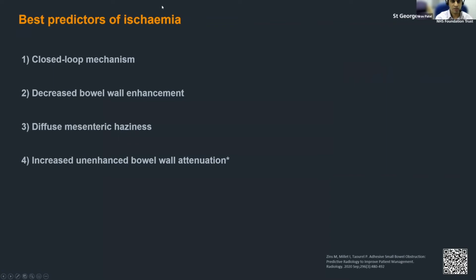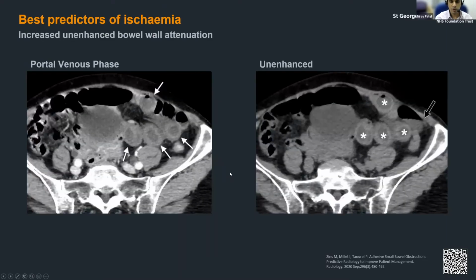The best predictors of ischemia on CT are some of these that we've described: closed loop mechanism, decreased bowel wall enhancement, diffuse haziness. But another feature we haven't discussed yet is increased unenhanced bowel wall attenuation. So far, I've been demonstrating cases where patients have had intravenous contrast, but no oral contrast at all. The reason why is we're looking for enhancement of the bowel wall and making that judgment about the integrity of the bowel wall. And this is an example of how the bowel wall may appear when you give contrast.